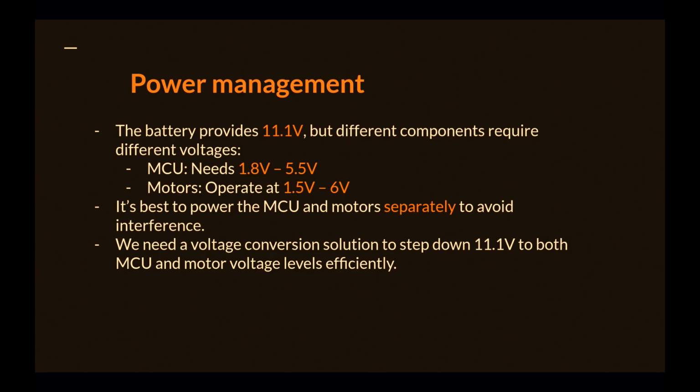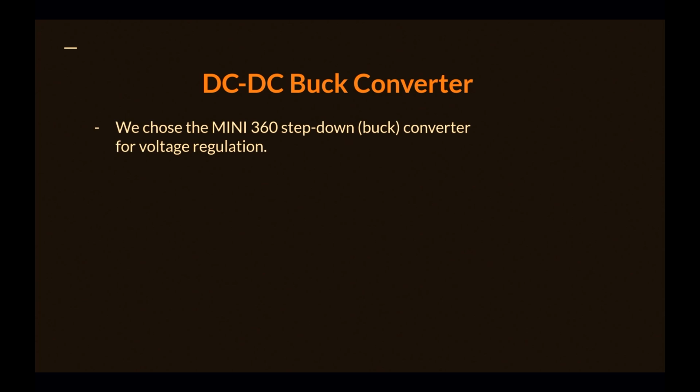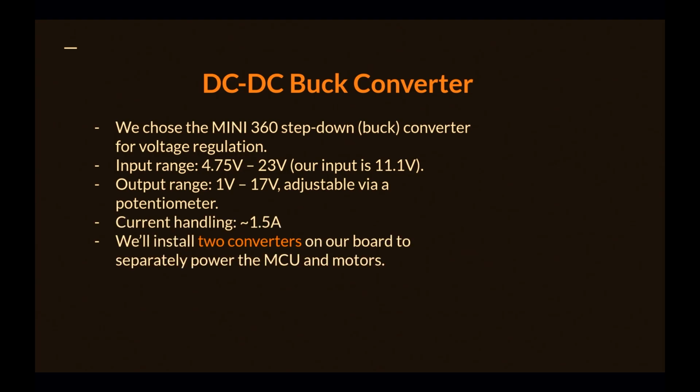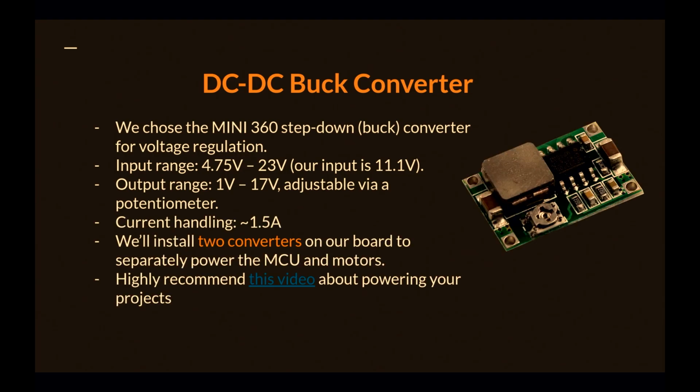So basically, our task is to step down our 11 volts to 2 separate lower voltages. To do this, we will use a PCB called a buck converter, or step-down converter. I have chosen the Mini 360 buck converter. The idea is the following: you have an input range and an output range, and the output range is always lower than the input range. You can adjust that voltage with a potentiometer mounted on this PCB. We will install 2 of them on our board.